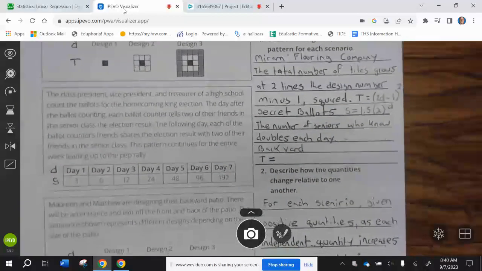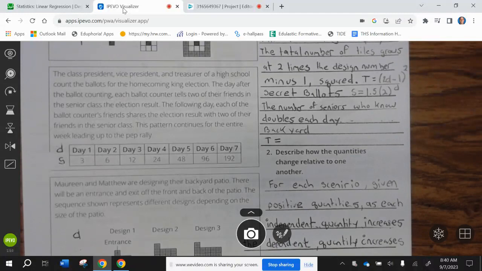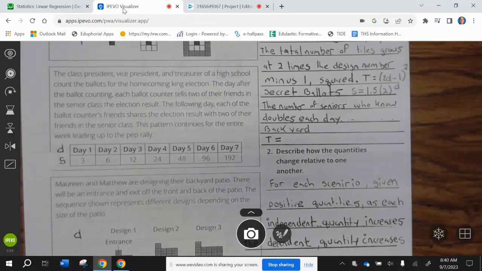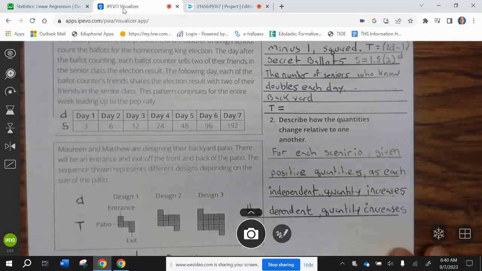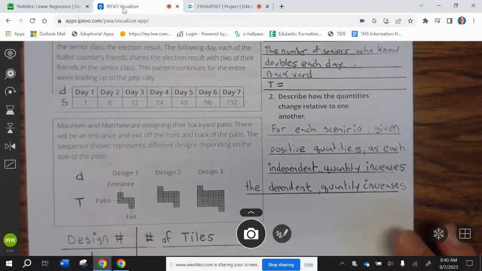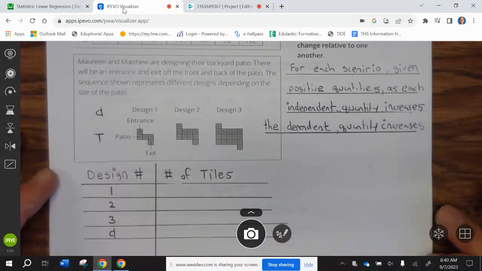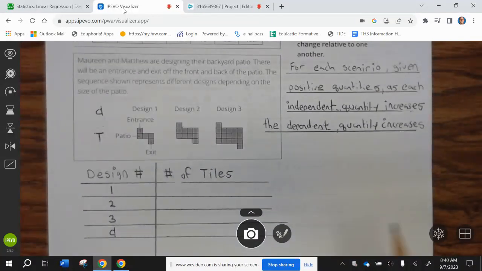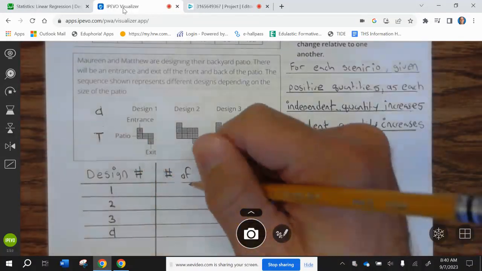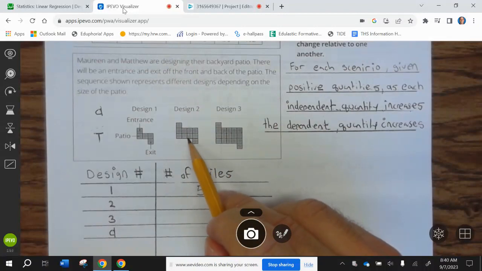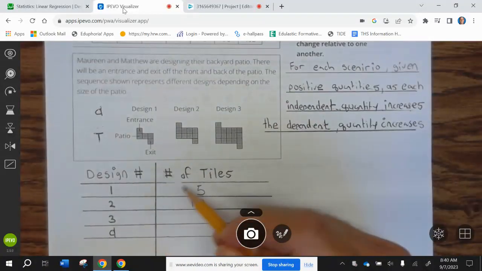Okay, so now let's take a look at backyard. Miriam and Matthew are designing their backyard patios. There will be an entrance and an exit off the front and back of the patio. The sequence shown represents the different designs depending on the size of the patio. Okay, so let's go ahead and make a table based on this. Design 1 has 1, 2, 3, 4, 5 tiles. Design 2 has 4, 8, 9, 10 tiles. And design 3 has 5, 10, 15, 16, 17 tiles.